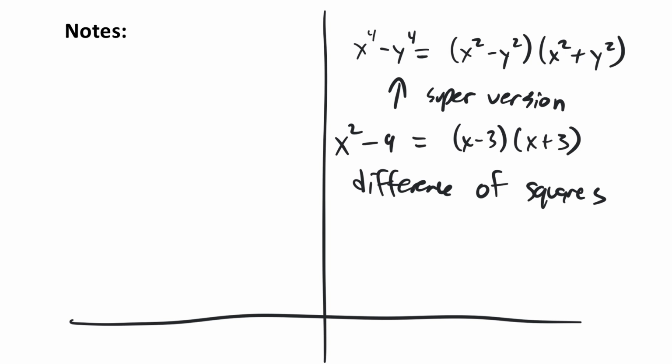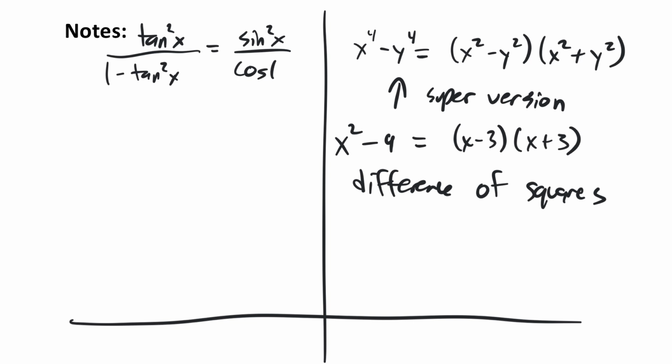For an example though, I do have a nice one here I picked out. Tan squared x over 1 minus tan squared x equals sine squared x over cos 2x. So go ahead and pause the video and give that a try. All right, so let's go ahead and give this one a try. I might need a little more space here.